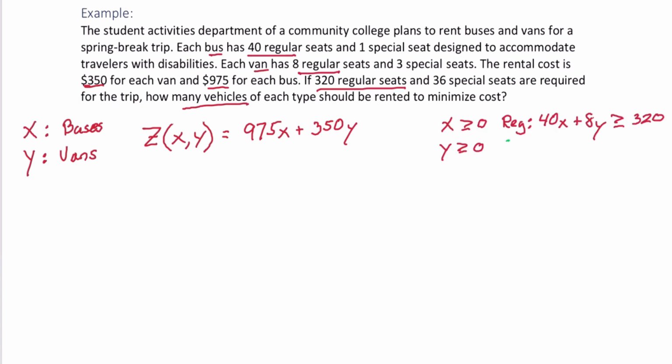Next, we'll focus on the special seats. Each bus has 1 special seat, 1x. Each van has 3 special seats, that is 3y. And we want to have at least 36 special seats, so we need to make that greater than or equal to 36.